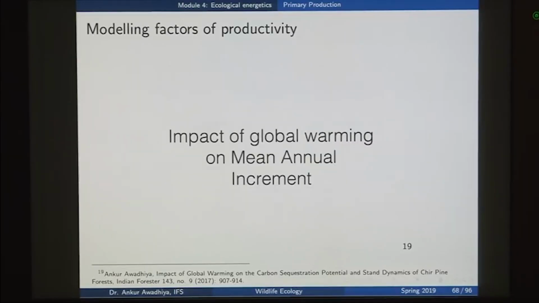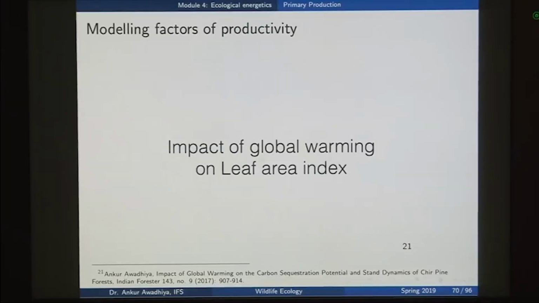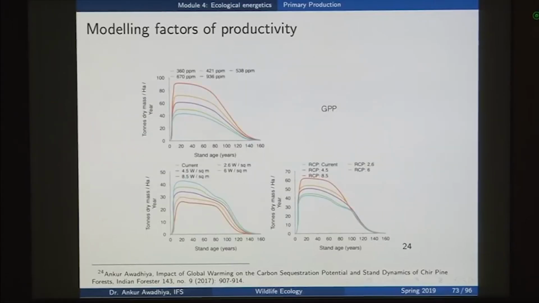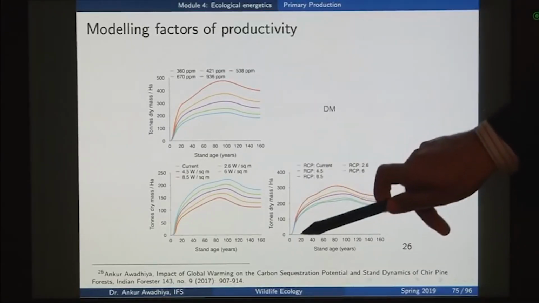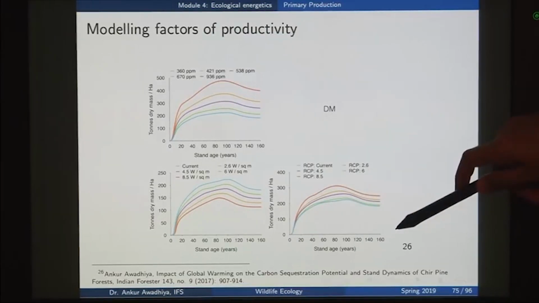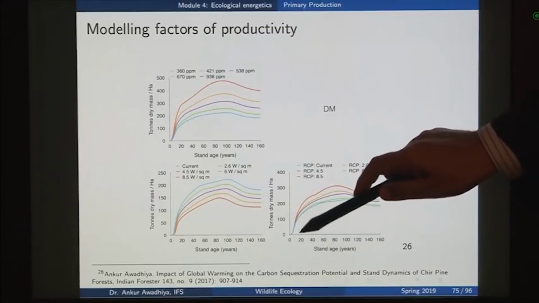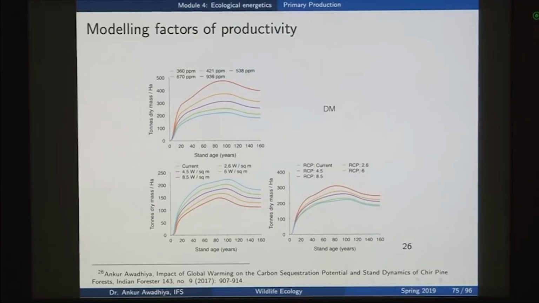Now, we can also look at things such as the mean annual increment of the plants, or the leaf area index in the stand, or the gross primary productivity, or the amount of carbon sequestration that we have. This curve is important because it is showing us that as the stand progresses in age, the total amount of carbon that has been sequestered increases to a maximum and then it starts decreasing. Why does it start decreasing after a while?